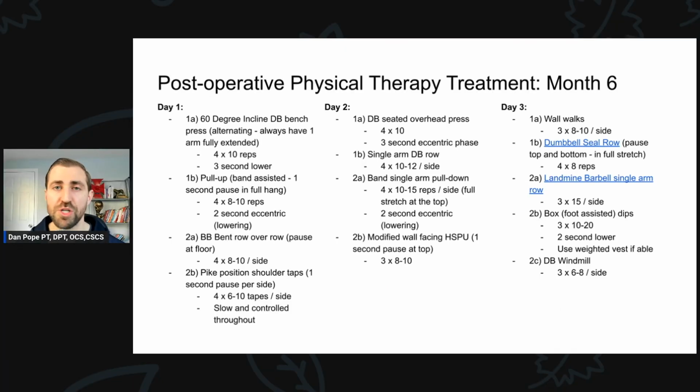Month 6, we're just beefing things up again. So day 1, we start off with a 60-degree incline dumbbell bench. We're going to alternate between sides. Largely, we're just increasing that incline more and more, getting closer to overhead.